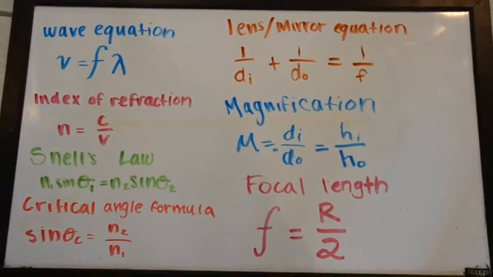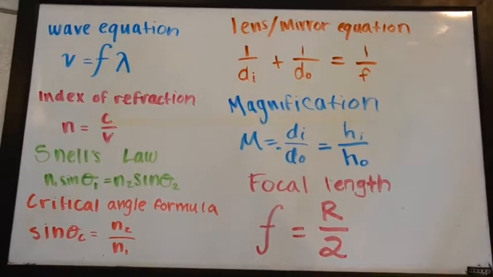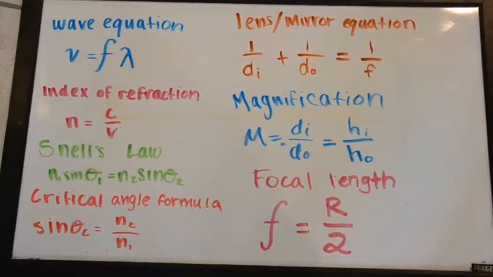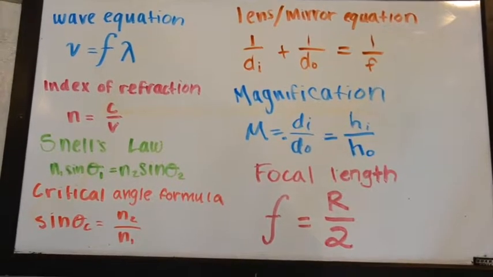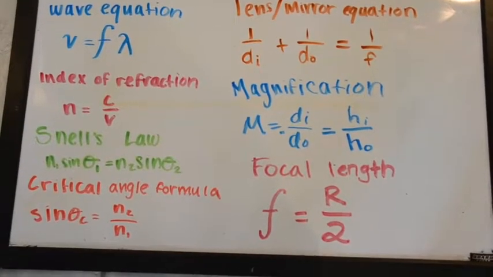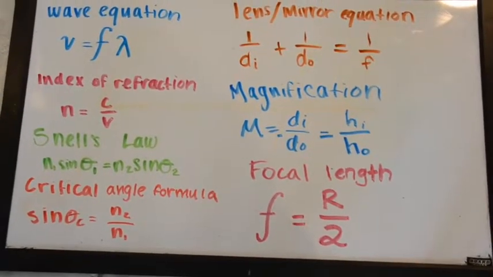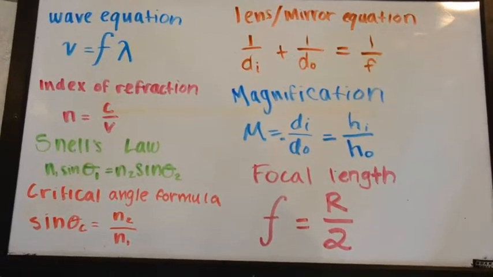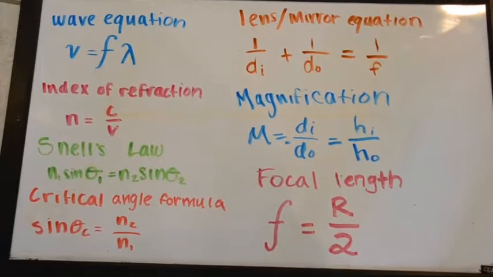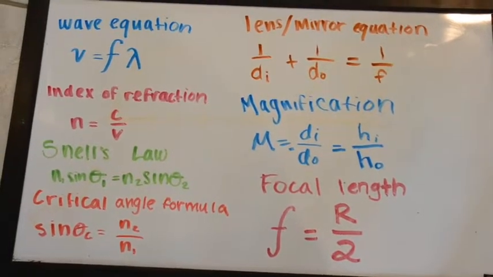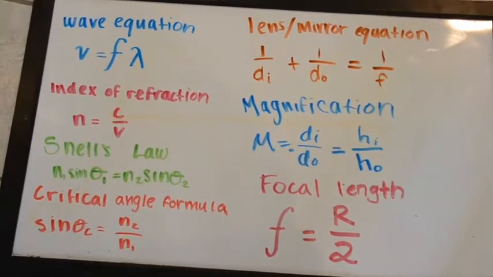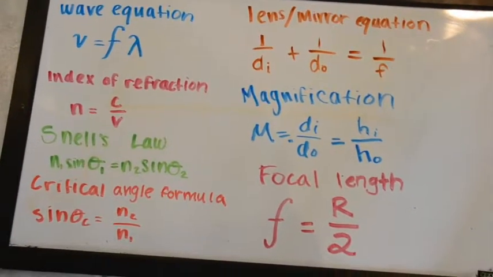For Unit 8, these are the equations. The first is the wave equation. It's velocity equals frequency times wavelength. Next is index of refraction. It is n equals c, which is the speed of light, over v, velocity. Next is Snell's law, which is n1 times sine of theta 1, which is an angle, equals n2 times sine of theta 2. The last is the critical angle formula, which is sine of the critical angle equals n2 over n1.